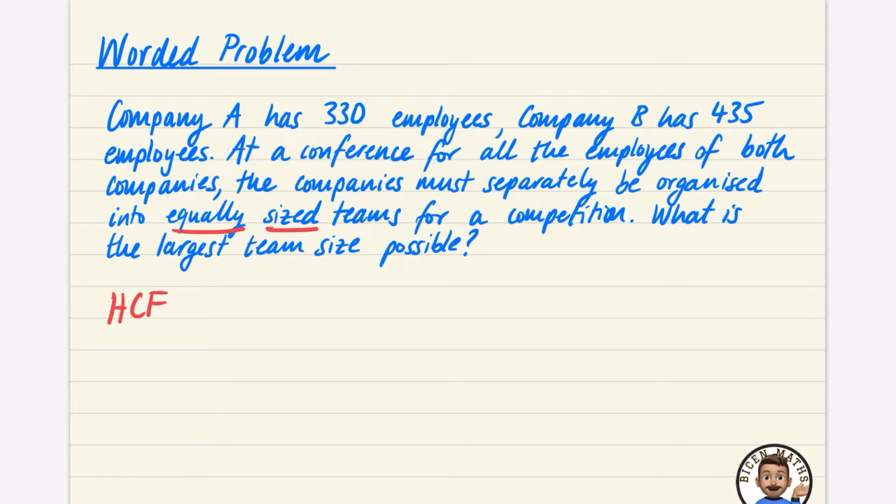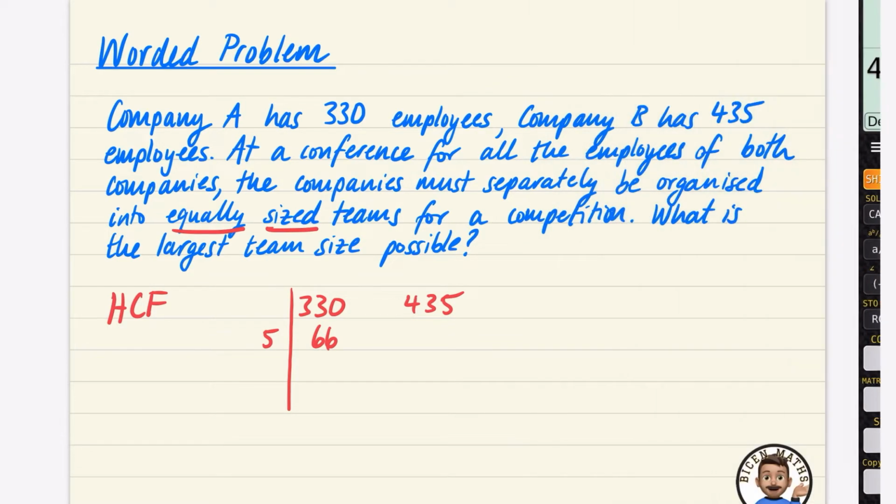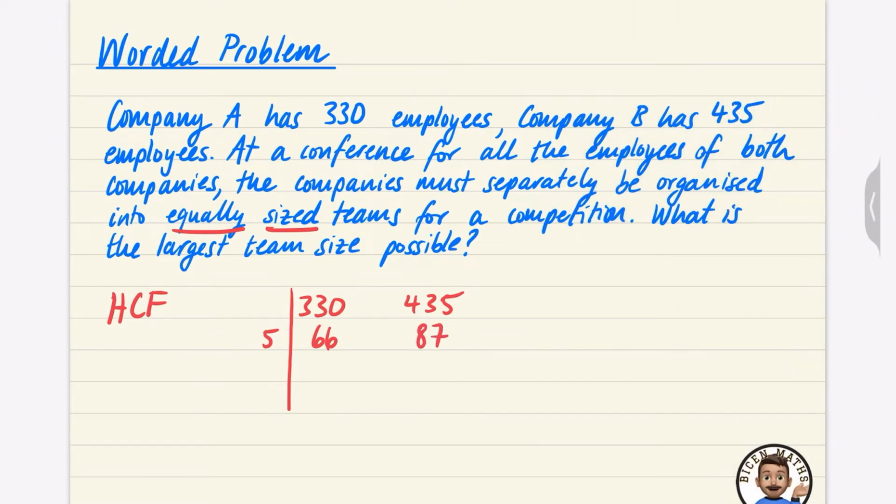Now, I wouldn't want to go about listing all of them because I think that's going to be too tricky. I think we can either do the table method or the prime factor method. I'm going to do both of them for this question. So I'm going to do 330 and 435. Now with the table, we can see that they are both divisible by 5. I think we said that this was 66 and 435 divisible by 5 was 87. This is a bit harder to spot. We've got 66 and 87.